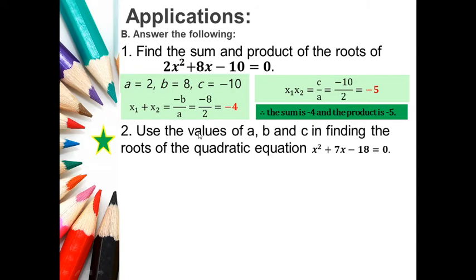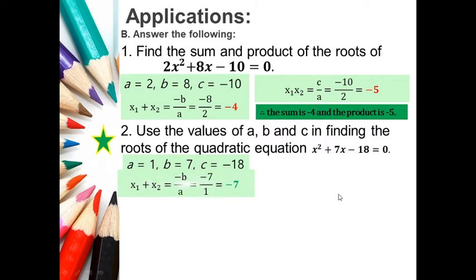Okay? Next, use the values of a, b, and c in finding the roots of the quadratic equation x squared plus 7x minus 18 is equal to 0. Okay? So, we are not actually going to solve for the roots of the quadratic equation, but we are going to make use of the values of a, b, and c. So, basically, we just follow what we did in number 1. Okay, so we are going to identify the values first of a, b, and c. So our a, based on the equation, is 1, our b is 7, and our c is negative 18.